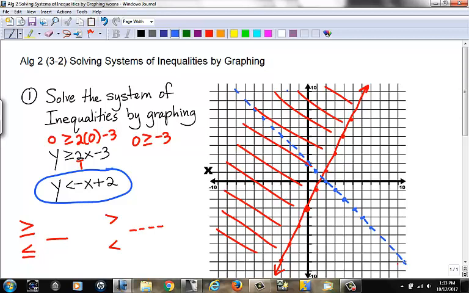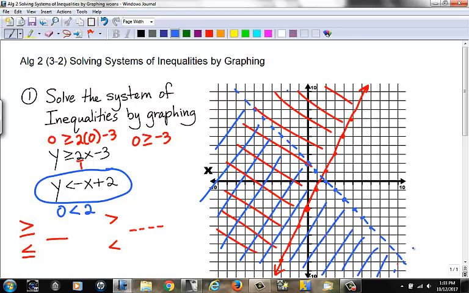And then you test a point. The easiest point to test is 0, 0 on this side. You shade the side that's true. So if I test 0, 0, put 0 in, you'd get 0 is less than negative 0 plus 2, which is 2. 0 is less than 2? That's true. Shade this side.